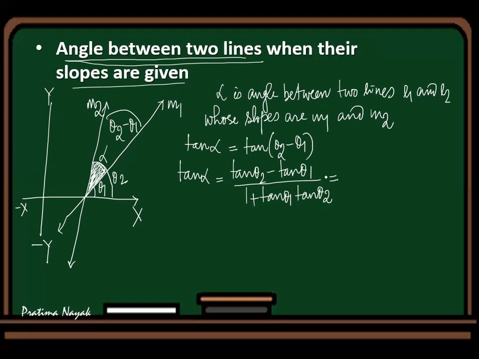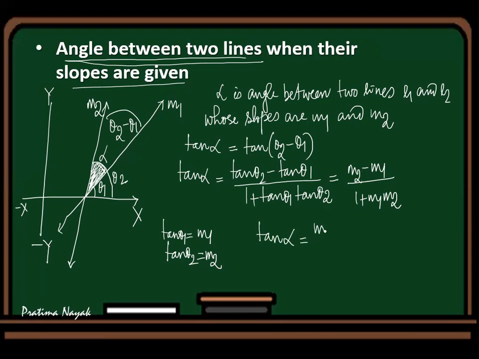So replace by the slope. What is tan theta 1? Tan theta 1 is m1. And what is tan theta 2? This is m2. So tan alpha is m2 minus m1 upon 1 plus m1 into m2. So this is your formula for getting the angle between two lines whose slopes are given as m2 and m1.